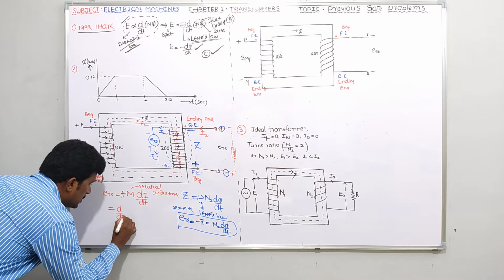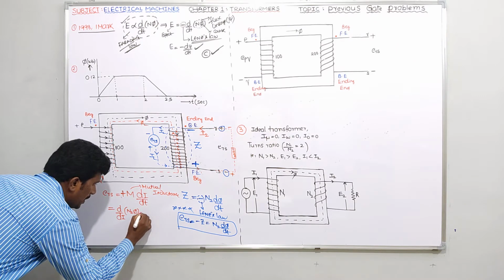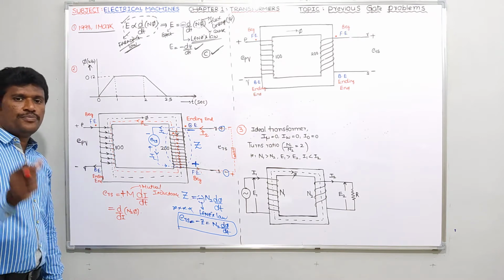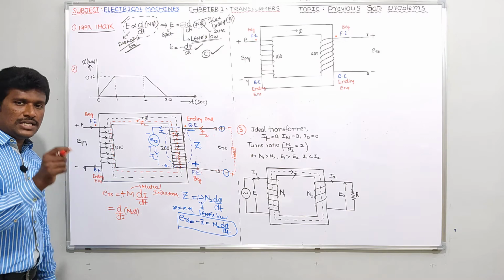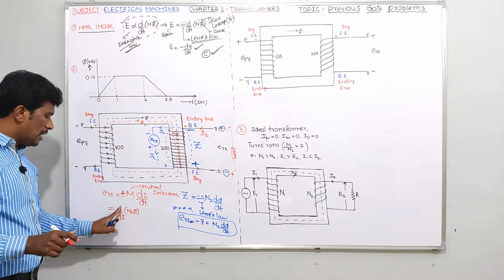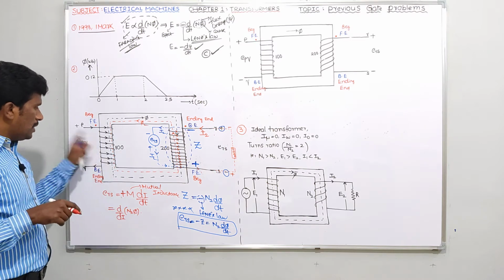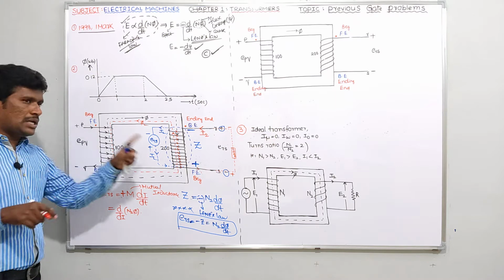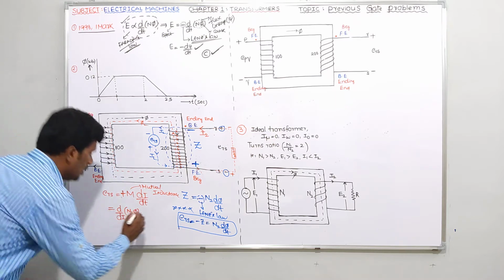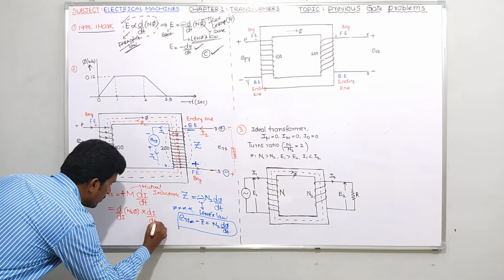d by dt of N2 into phi. Please try to refer to the statics EMF video, where I told you about self-induced EMF and mutual induced EMF, self-inductance and mutual inductance. For mutual inductance I had given the formula d by dt of N2 into phi: the rate of change of flux linkage in the secondary winding due to time-varying current flowing in the primary winding, where the primary and secondary windings are magnetically coupled with each other. Please refer to that video, okay? Into di by dt.